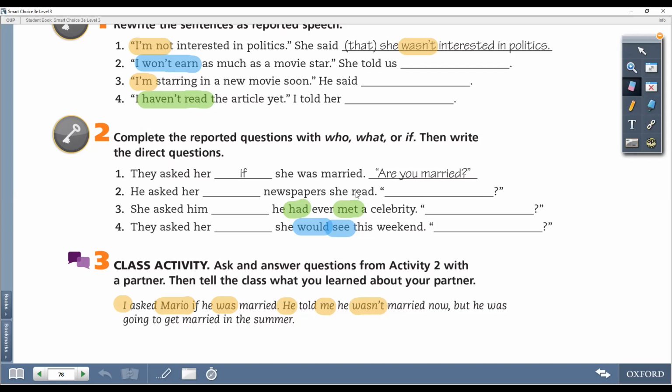Because here the sentence is in the past, isn't it? So if it's in the past, it means I have to use the present in the direct sentence. So here I'm going to put, he asked her what newspapers she read. So let's go and do the direct speech.